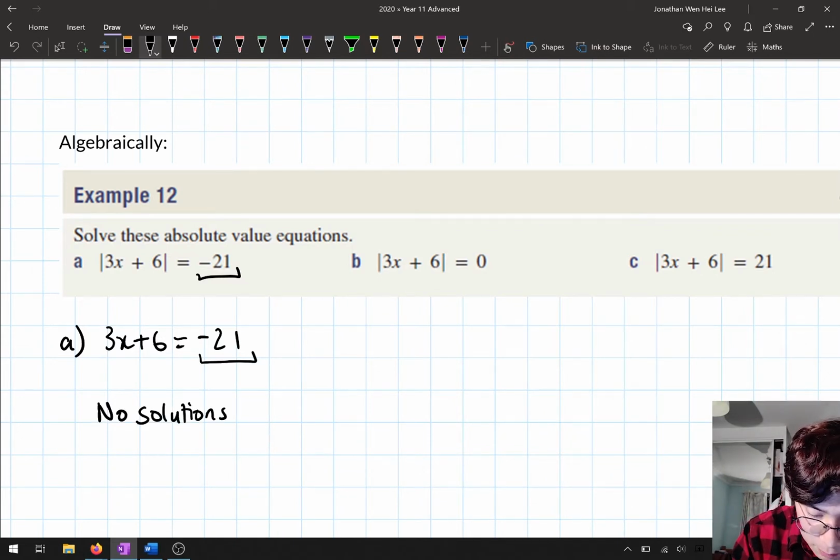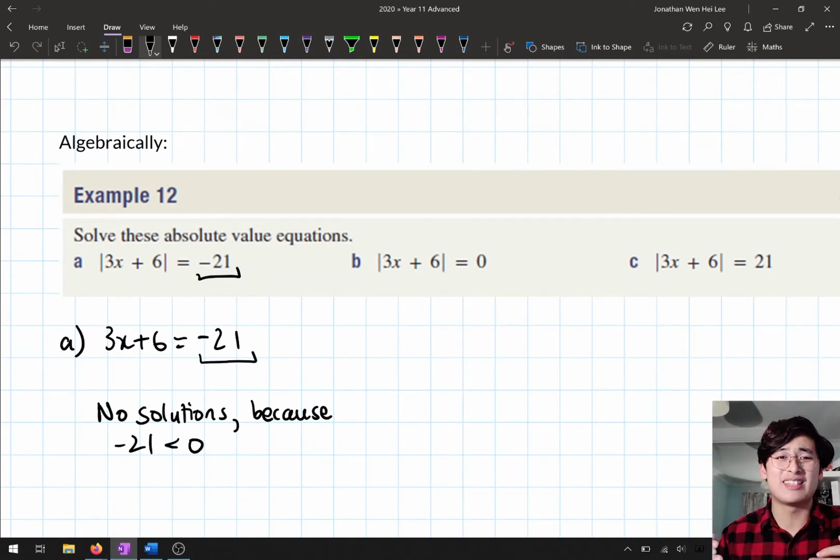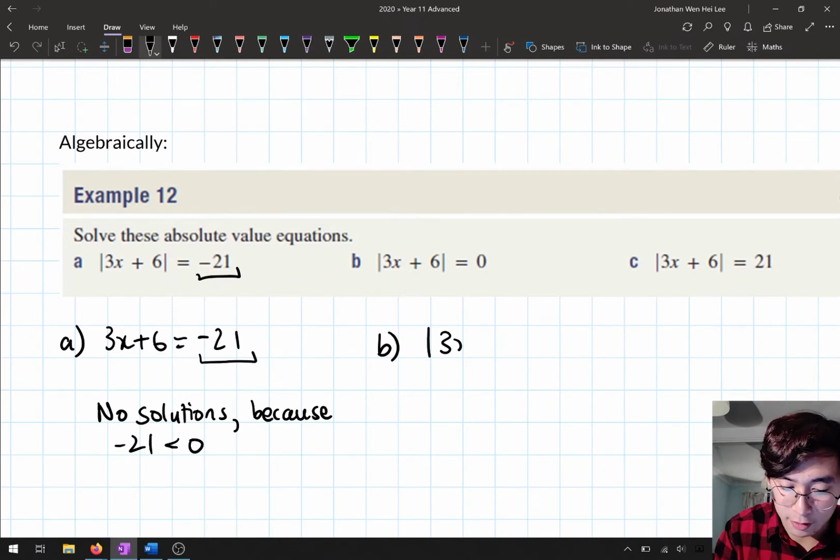And I'm going to write, because negative 21 is less than 0. Because that's less than 0, those two lines are not going to touch. So we're not going to get a solution for this first one. Okay, that one's nice and easy. Knock that one out.